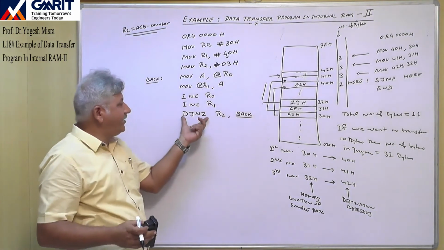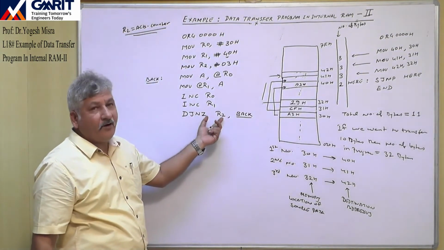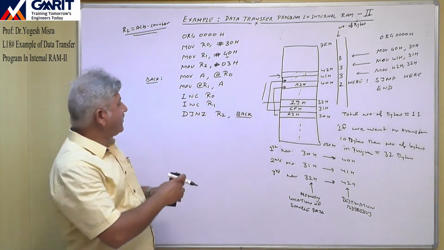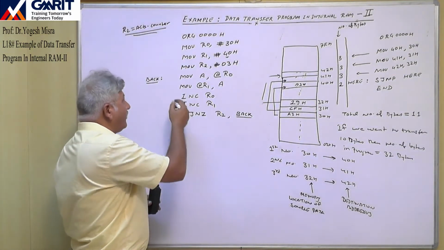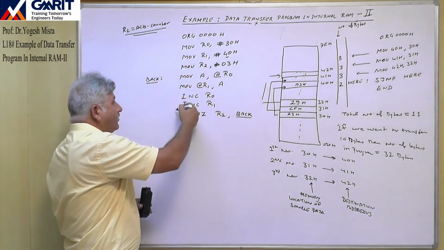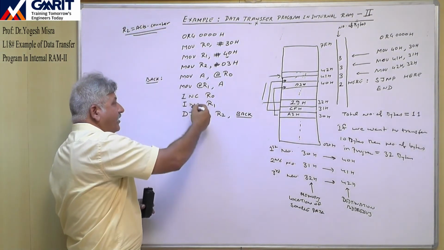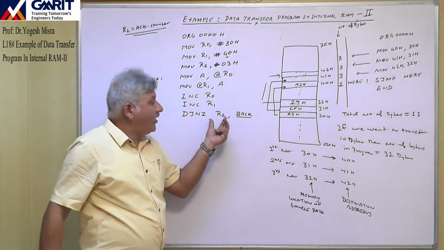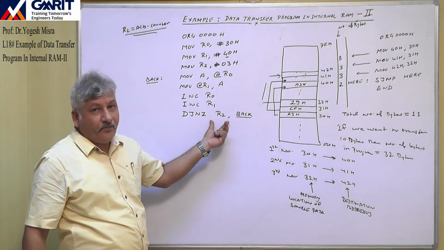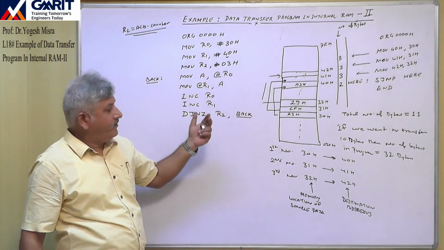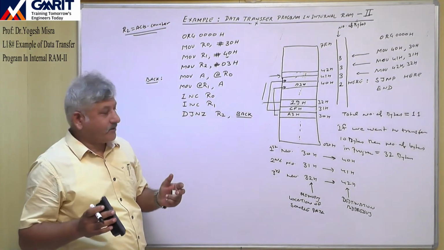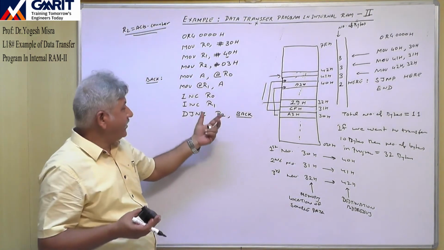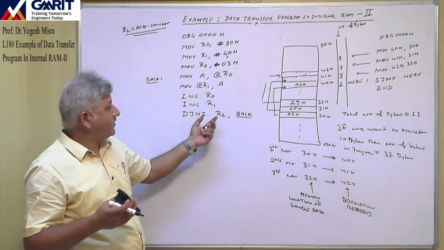After this again DJNZ, decrease R2 by 1. If still it is not 0, again go back to the label. In this way, now our controller will be in this loop. Controller will execute these set of instructions continuously. And the moment the value of R2 becomes 0, this indicates that we have completed our task, or all the 3 bytes have been transferred. So once the value of R2 is 0, our task is completed.